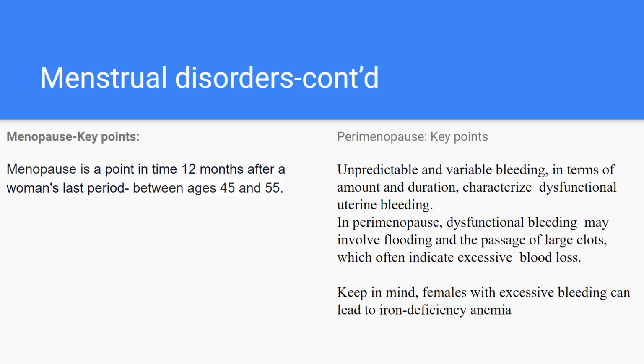In perimenopause, there is dysfunctional bleeding. They may have large amounts of blood loss from blood clots. Patients also have high risk for iron deficiency anemia.